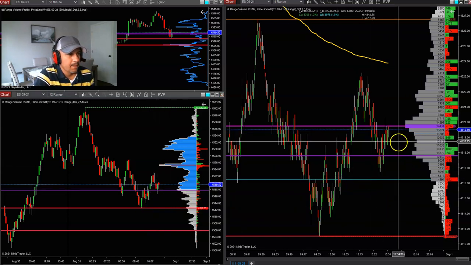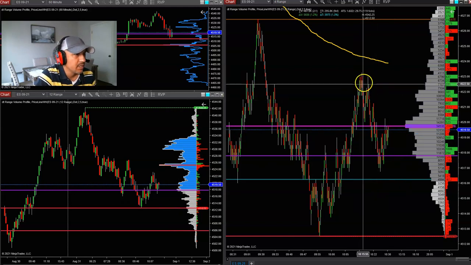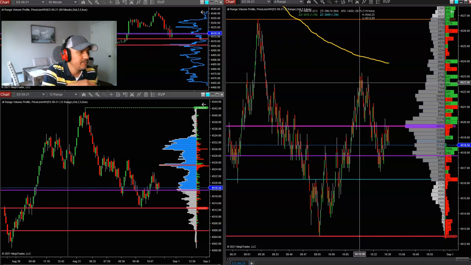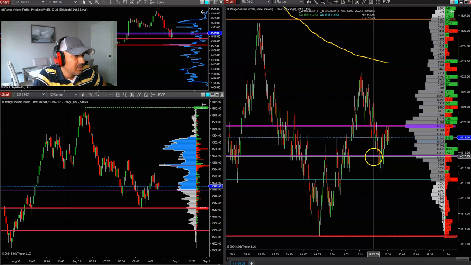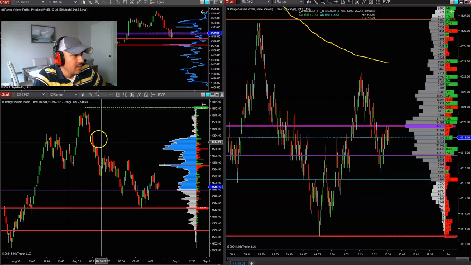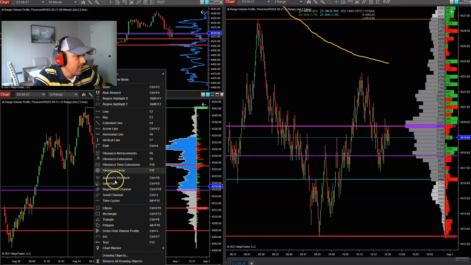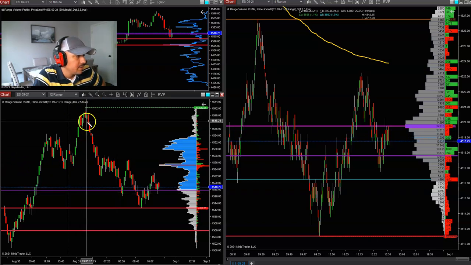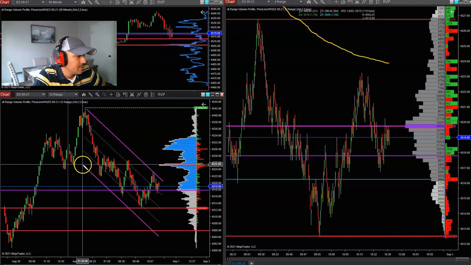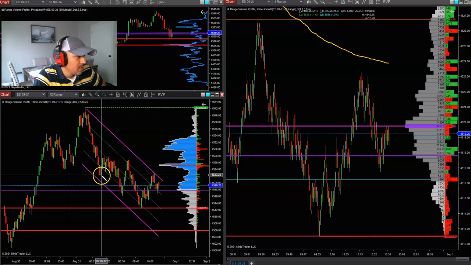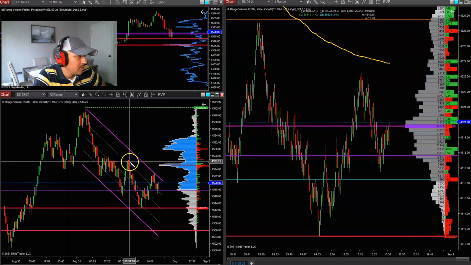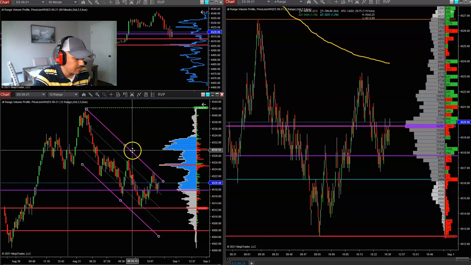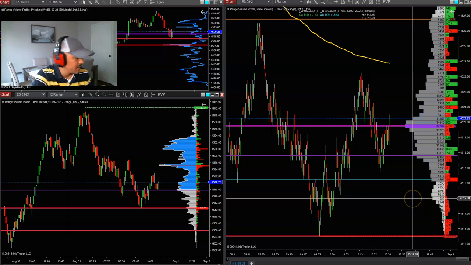But this was a definite short, and I didn't see that. I was looking for levels below to take a long entry, but the market was in a channel. It's in a channel right now. Let me show you here. This is a channel: lower high, lower low, lower high, lower low, lower high. So price could be in a channel right now to the downside. Just got to be mindful and pay attention to things like that. That's all.